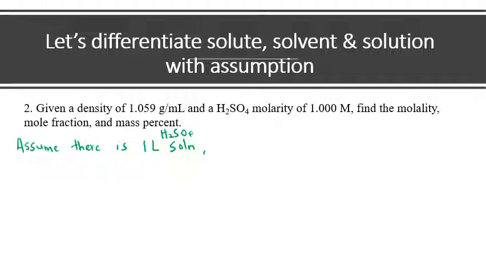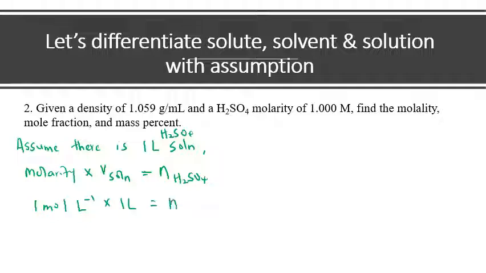So then we can substitute into the molarity. So the molarity multiplied by the volume of solution will equal the number of mole of H2SO4. Molarity given is 1 mole per liter, and then the volume is 1 liter. So the number of mole of H2SO4 basically is equal to 1 mole.